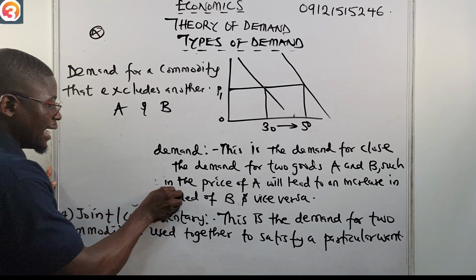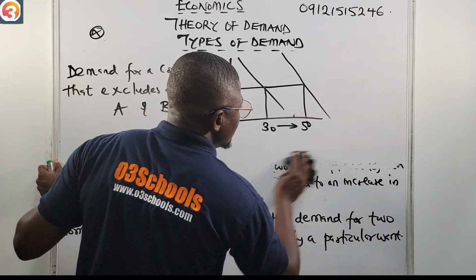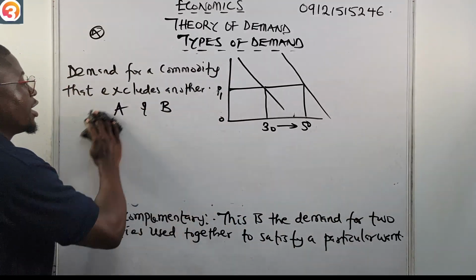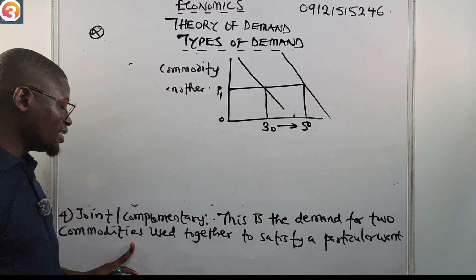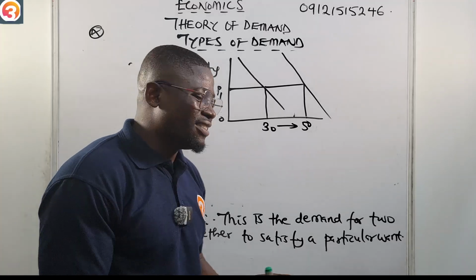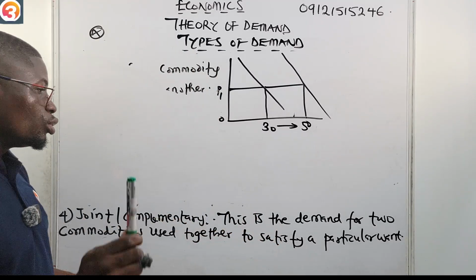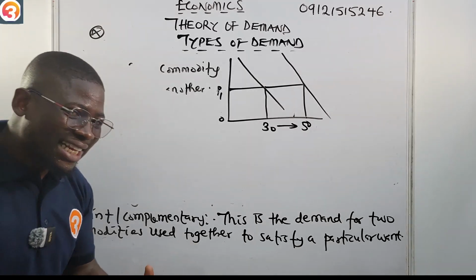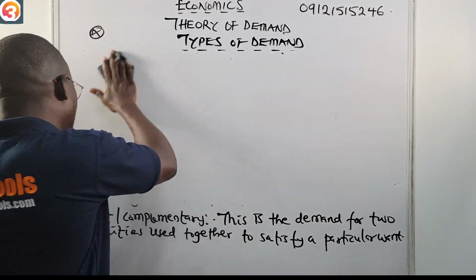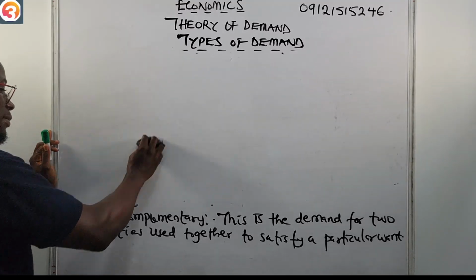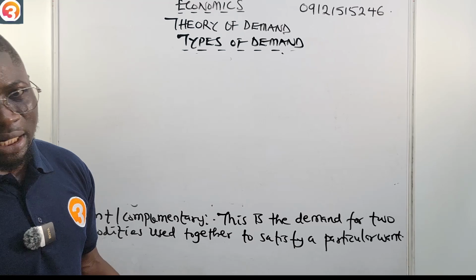The fourth type of demand is the joint or the complementary demand. For joint or complementary demand, we say it is demand for two commodities that are used together to satisfy a particular want. The two commodities go together. You cannot use one without the other.